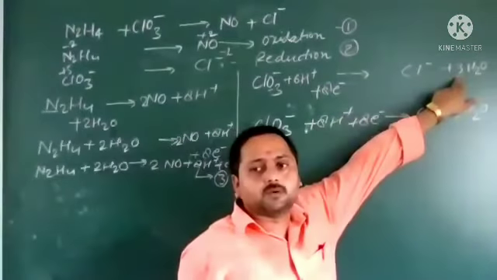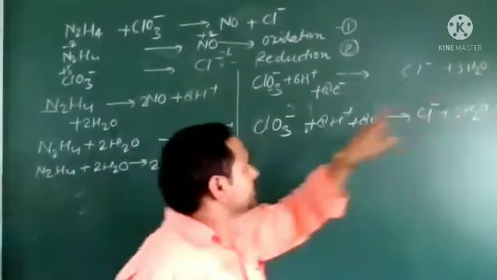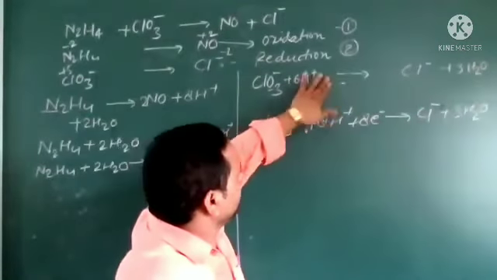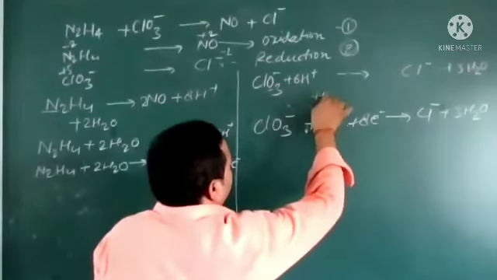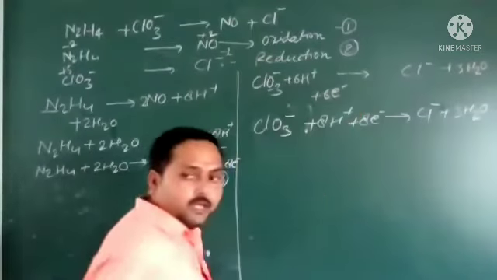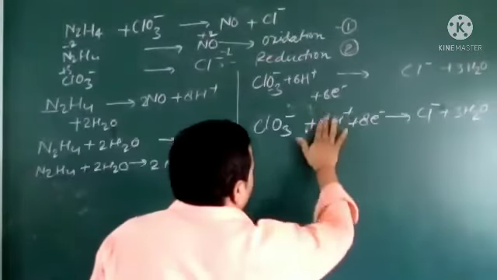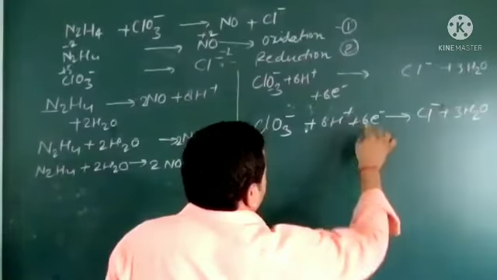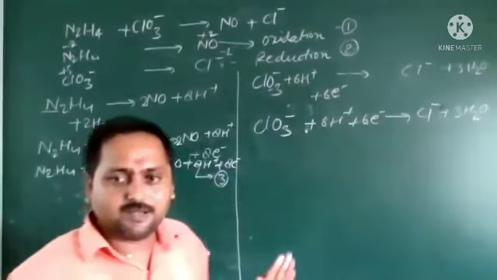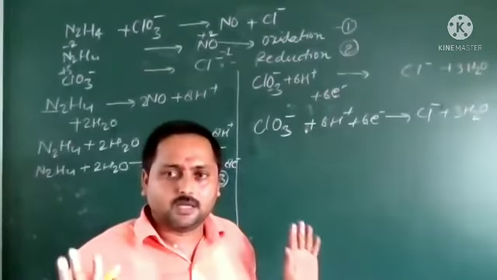Because 6 hydrogen is there, and this is at 6, so we will write here, sorry, here. So what will we add? We will add 6 electrons. And here we can do 6, and that will be 6 electrons. Understood this? Now clear?